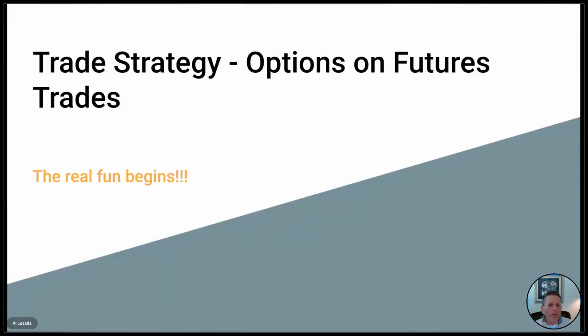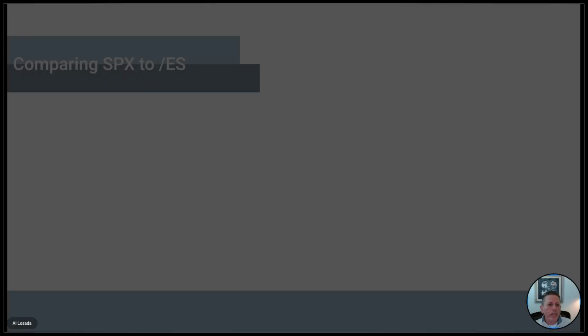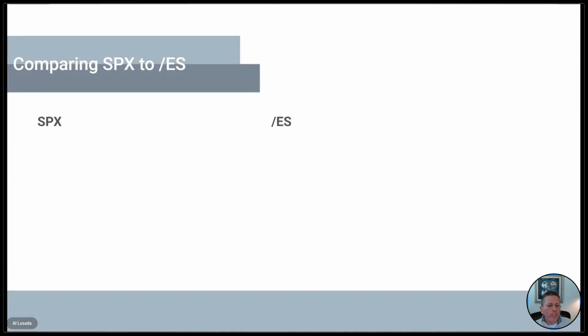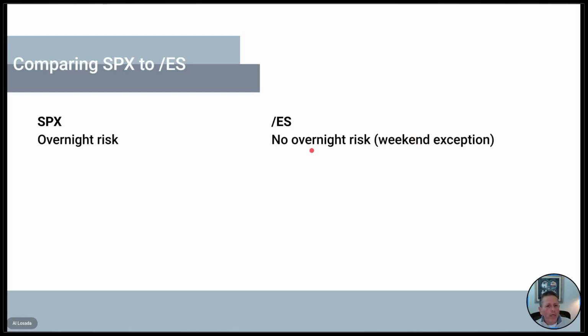Right, so let's talk about options on futures trades, okay? All right, so what's the difference here? One, SPX has overnight risk, no overnight risk on ES, okay?